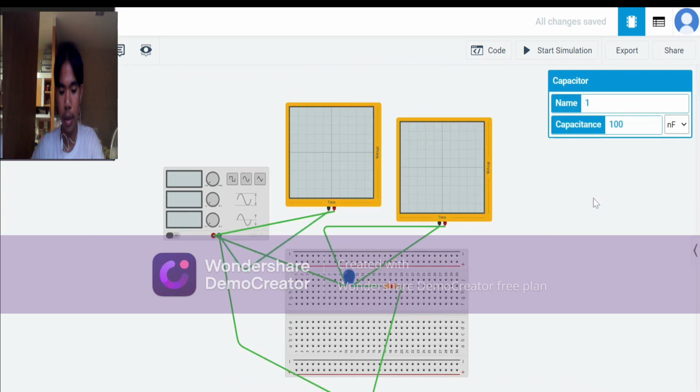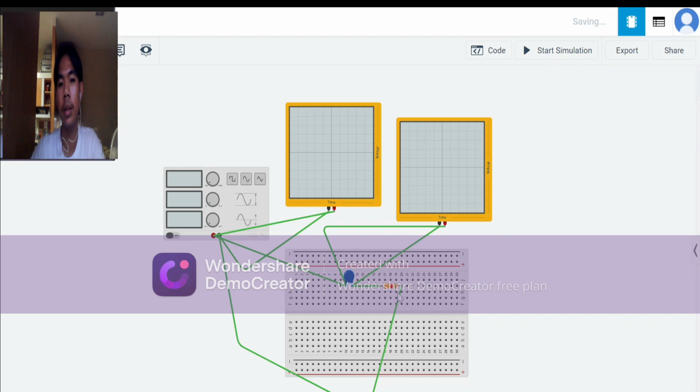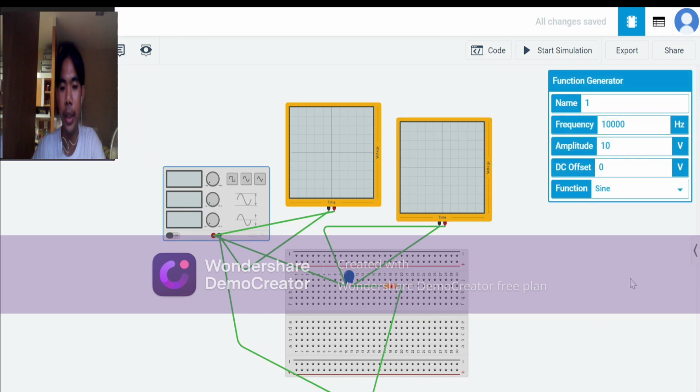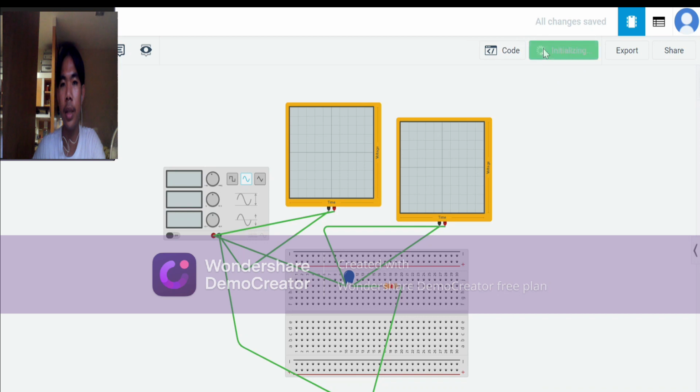And this time the capacitor is 60 nanofarad and the resistor 3.3 kilo ohm, and I adjust the time per division to 300 microsecond, and the power generator this time only 500 Hz, and peak to peak is 5. Start simulation. But this time we don't need the sine, we need the square.